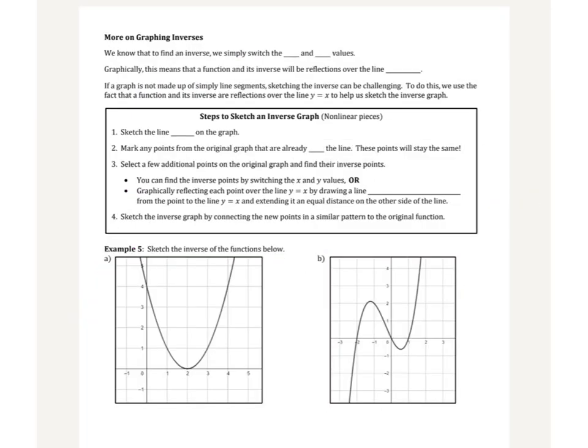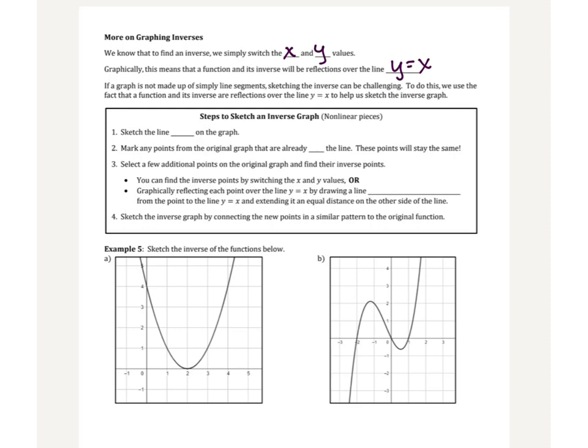All right, it says we know that to find an inverse, we simply switch the X and Y values. Graphically, this means that a function and its inverse will be reflections over the line y equals x. We just saw that. If a graph is not made up of simply line segments, sketching the inverse can be challenging. To do this, we use the fact that a function and its inverse are reflections over the line y equals x. This helps us sketch it.